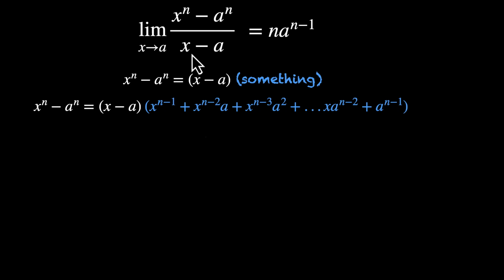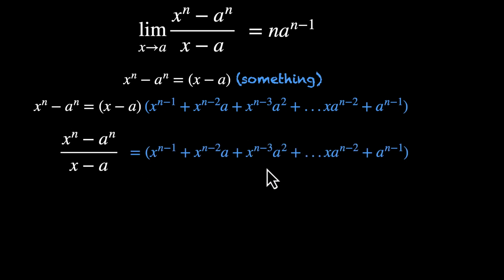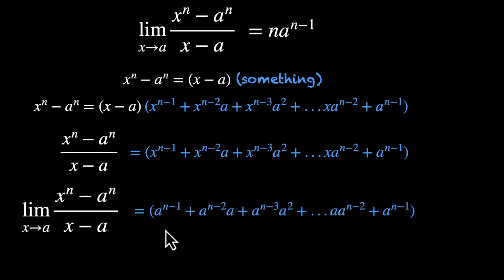Now, we're looking for (x^n - a^n) / (x - a). So let's divide that. When you divide both sides by x - a, you'll get this thing on the right side. Now for the limit, we have x approaching a. Now when x approaches a, because we don't have anything in the denominator here, we can directly substitute x by a. So plugging in a wherever we have x, this is what we get: a^(n-1) + a^(n-2) times a + a^(n-3) times a^2, and so on to a^(n-1).